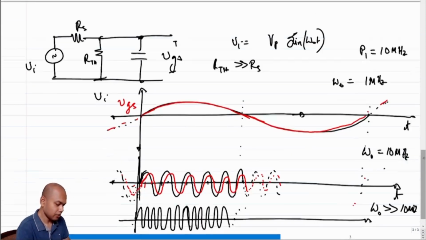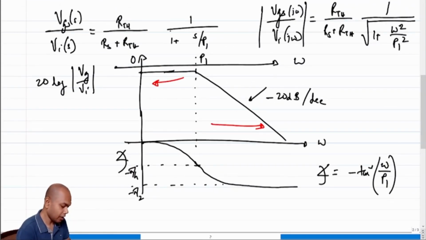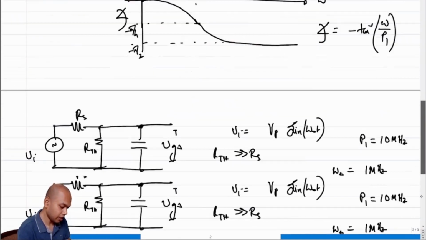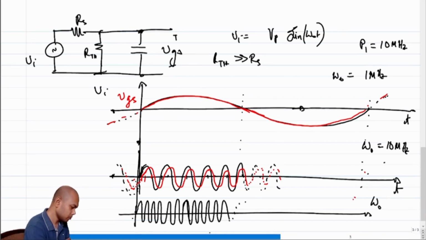Firstly, where am I talking about now? I'm talking about the scenario where I'm far away from P1, right? Or let's say this is like 10x. Omega naught equal to 10 times P1, let's say omega naught equal to 100 megahertz, let's say.